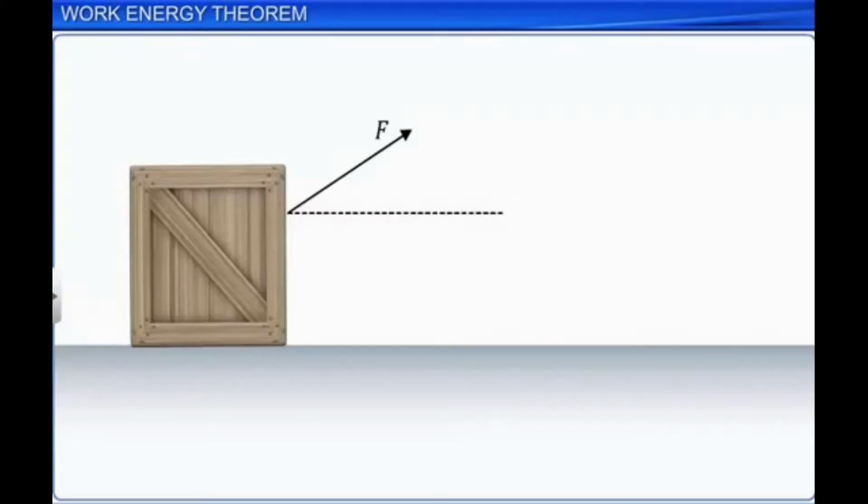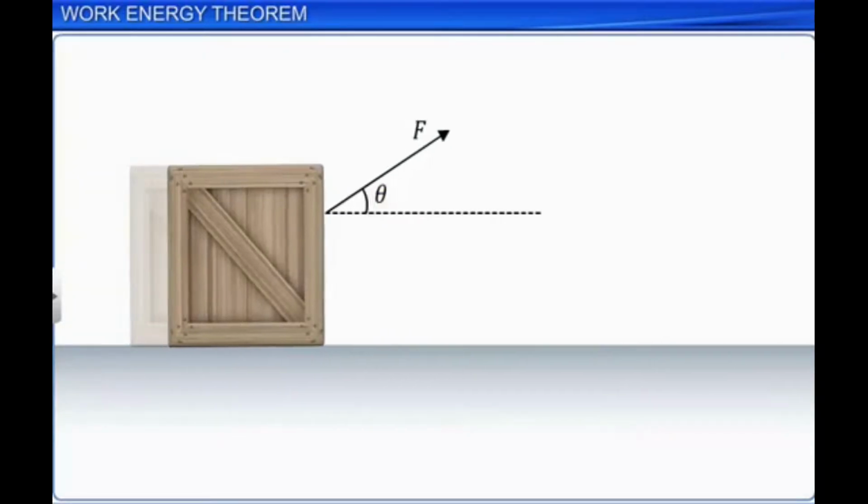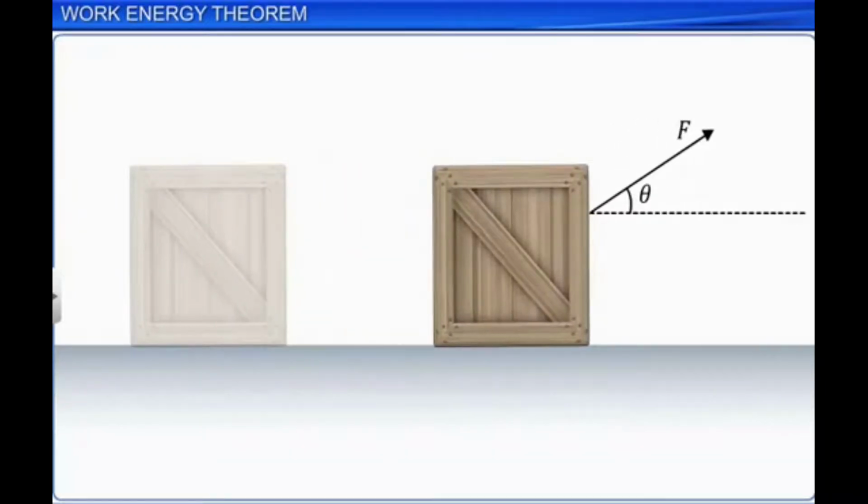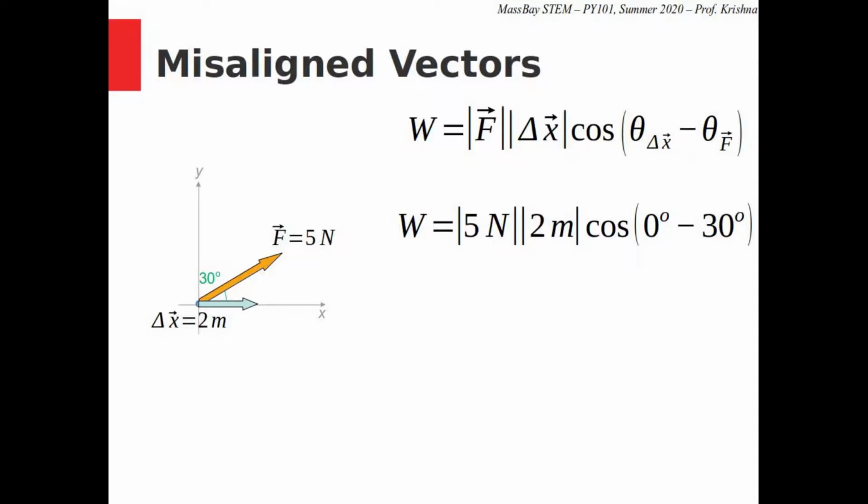Now, what if the force was not aligned with the displacement? Suppose the force vector is oriented at 30 degrees above the horizontal. The work would now be calculated like this. The displacement is oriented at 0 degrees, but this time the force is oriented at 30 degrees.